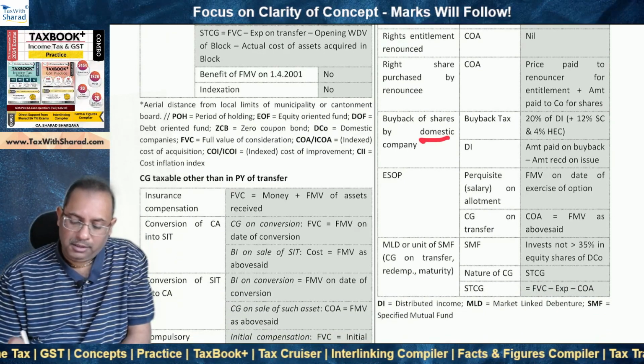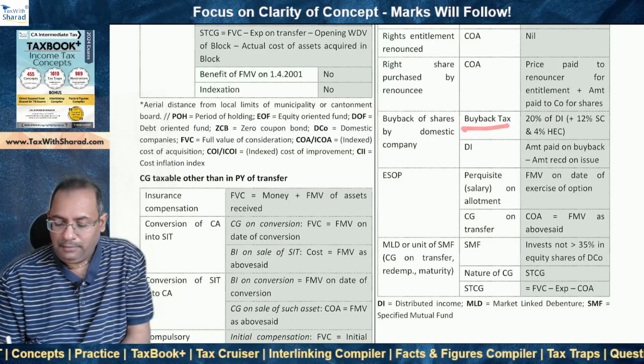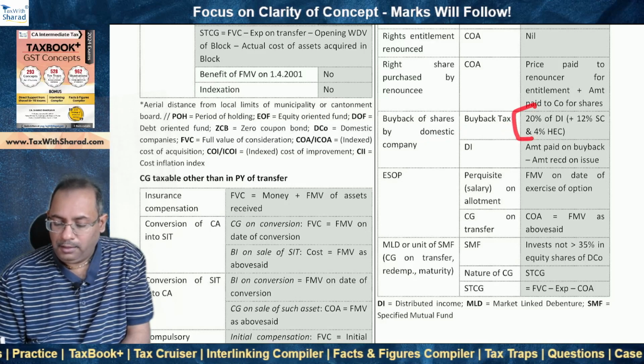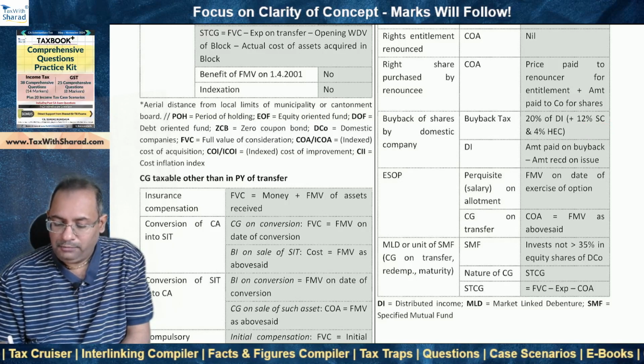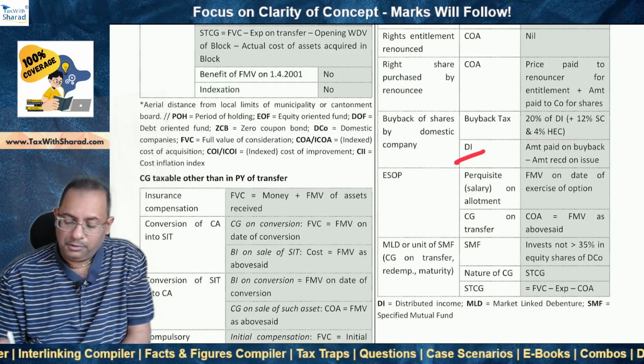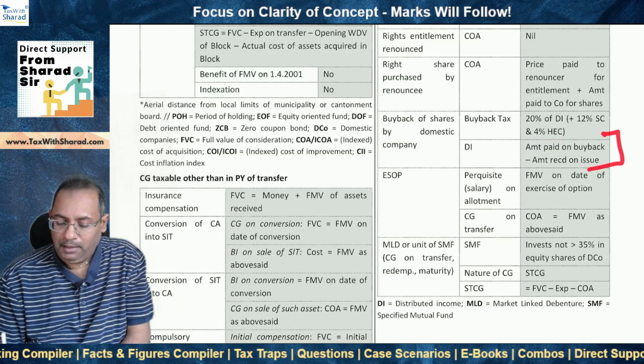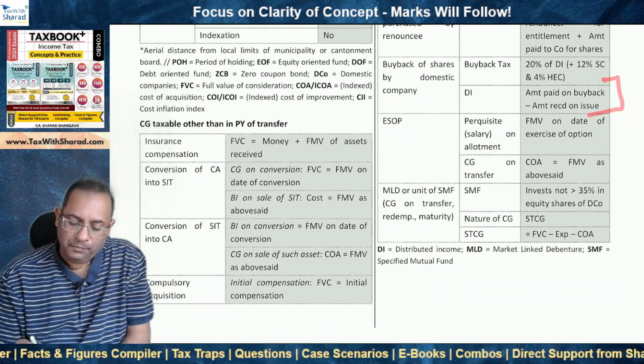Buyback of shares by a domestic company. In that case, buyback tax is levied, which is 20% of distributed income. To that, we add 12% surcharge. And finally, to the tax plus surcharge, we add 4% HEC. What is distributed income? It is amount paid on buyback minus the amount received on issue.